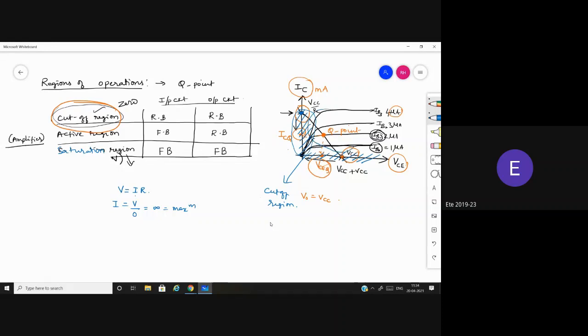In the rest of the region, in the central part of this VI characteristics, anywhere the Q point lies, it is going to act as an amplifier. Because here, whatever you shift the point to, the current is 0 only. Here, to whatever level you change the current, the voltage is 0 only. But in this particular region, wherever the operating point is shifted, you will have both voltage as well as current.